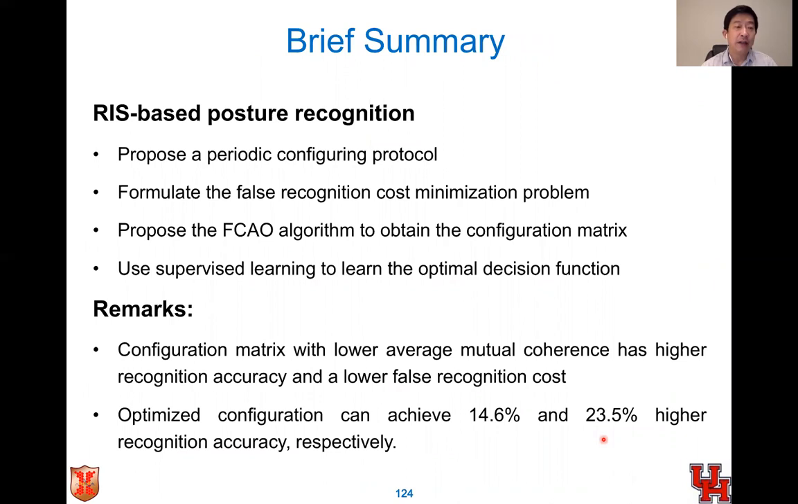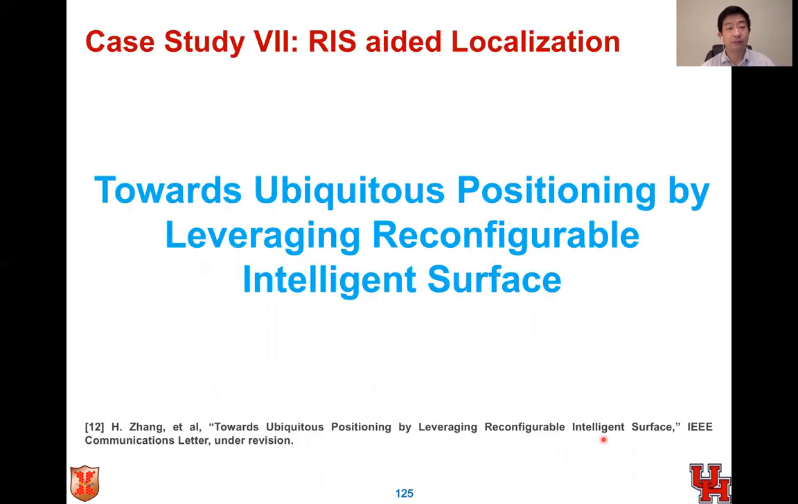And we have the RIS-based posture recognition. We propose a periodic configuring protocol. We formulate the posture recognition cost minimization problem, and we propose an algorithm to solve it, and also decouple the problem. For one part we use the FAO algorithm, and for the other we use supervised learning. And then by using this RIS, we can improve the accuracy by 14 or 23%. This is the first protocol.